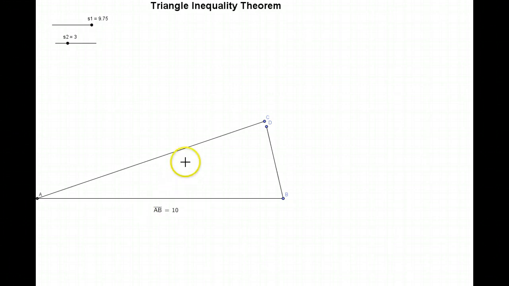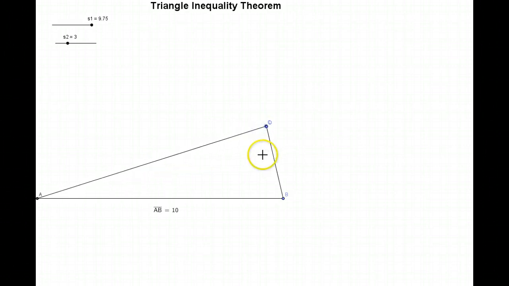So let's take a look, in comparison, at side 3 and side 1. 10 plus 9.75 is 19.75, and that is greater. So these three sides should make a triangle. So what I'm going to do is bring C down, and yes, it does make a triangle.